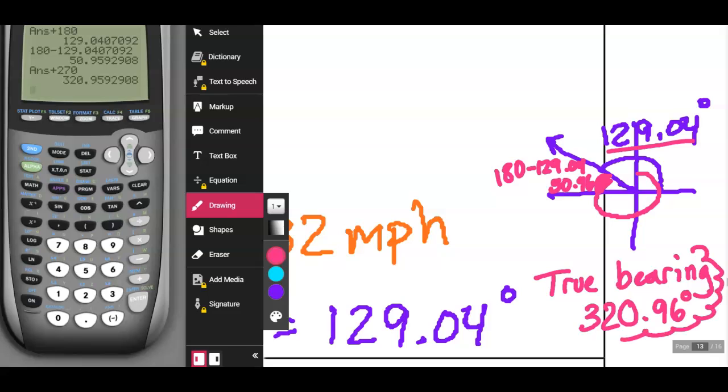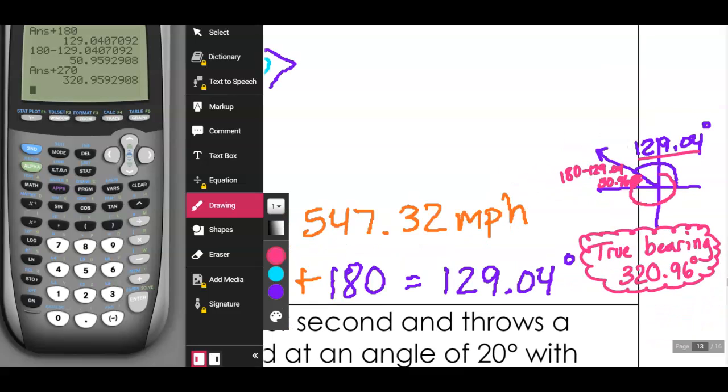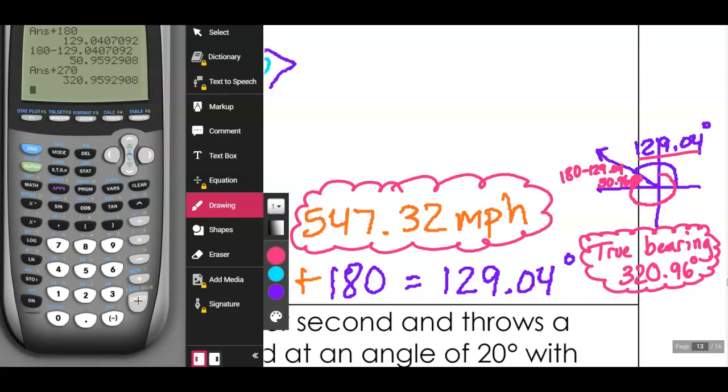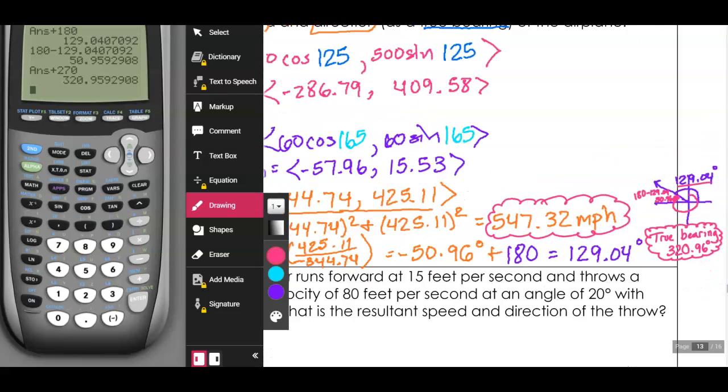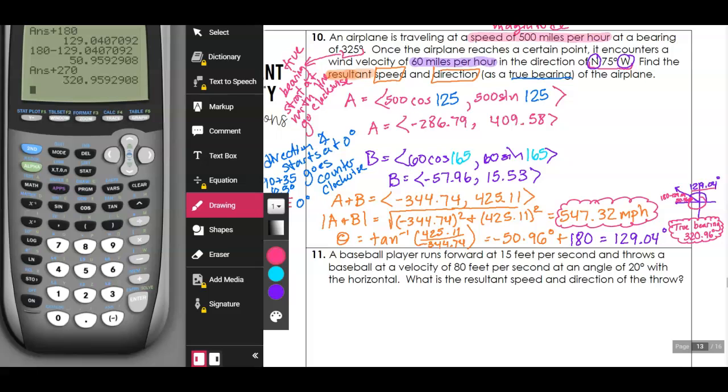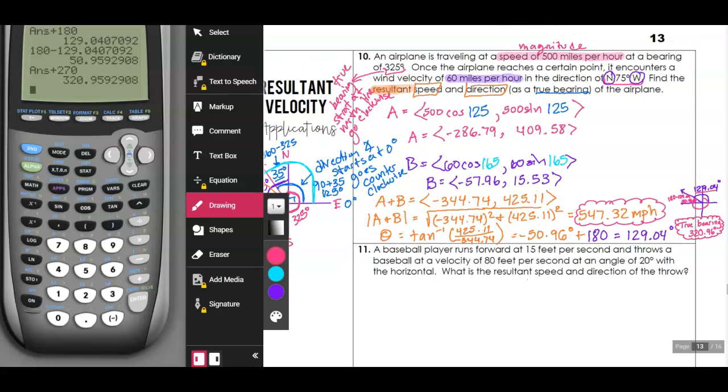So that's the second part of my problem. That's the direction angle as a true bearing. And the first part of my problem was speed. All of that work to get 2 numbers. Are there any questions on this problem?